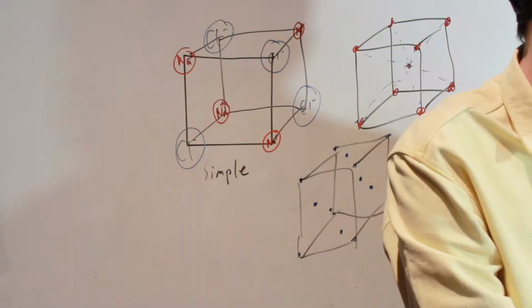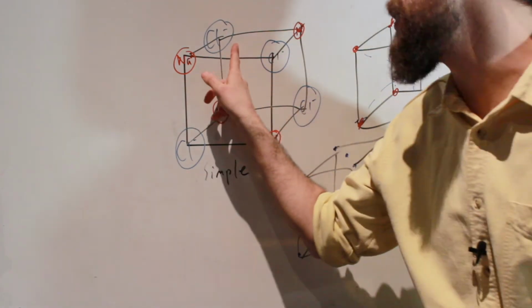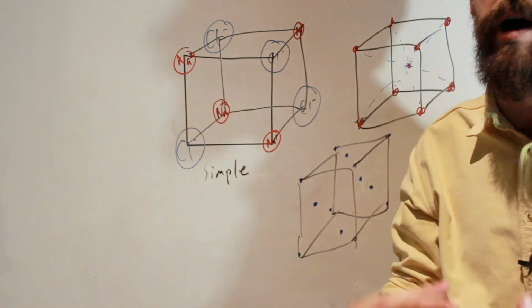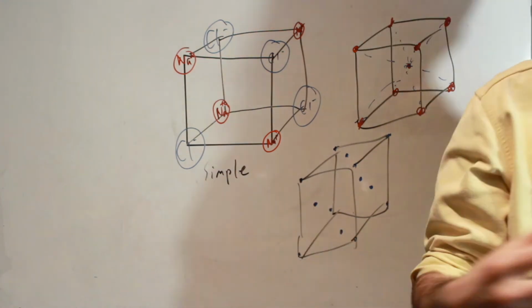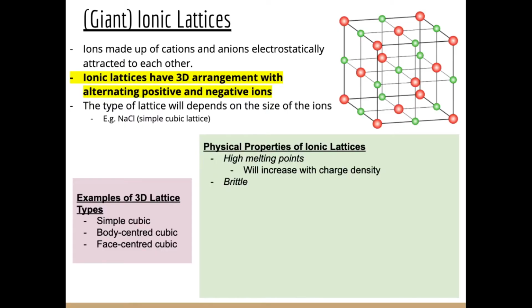So if we've got a +1 ion and a -1 ion, this is going to have a lower melting point than if we had a +2 ion and a -2 ion. The stronger the charge is, the higher the melting point will be, because there's a lot more attraction between those charges because they're greater. So it's going to take more energy to overcome that.